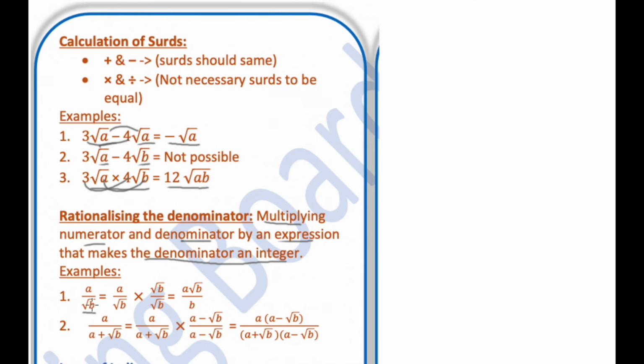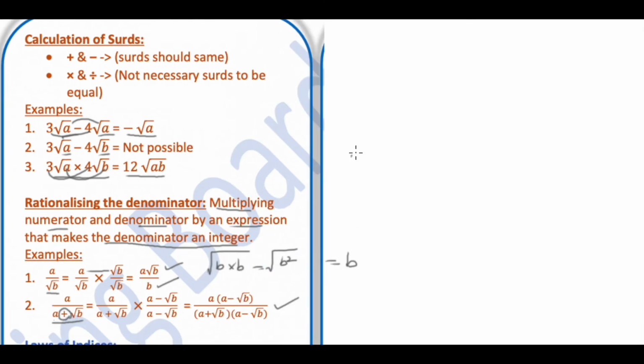So how can we remove this root from the denominator? We just multiply the same thing with the numerator and the denominator, and then we solve it. So we will get a times under root b, and in the denominator under root b times under root b, which gives us b squared under the root, which gives us b. And in the second example, the denominator is the addition of two numbers. One is simple, one is a root. So how can we solve this one? We take the same thing but with the opposite middle sign, and we multiply it with the numerator and the denominator, and then we solve it. We get a times a minus under root b, and at the bottom a plus under root b times a minus under root b.